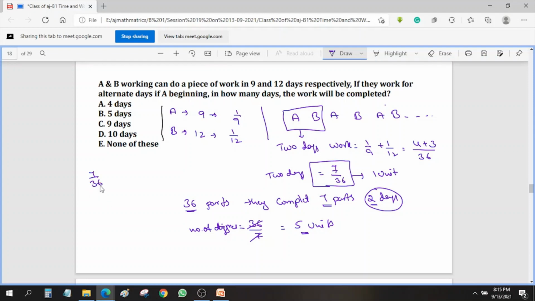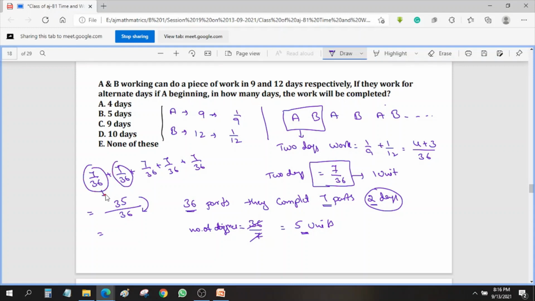7 by 36 is 2 days' work. The remaining 7 by 36 is the next 2 days. Remaining 7 by 36. Next 7 by 36. So it will go like this. Now, if you do like this, if 5 parts are completed, what will happen? 36 is the denominator, and the numerator will be what? 35. So out of 36 parts, 35 parts are completed in how many days?